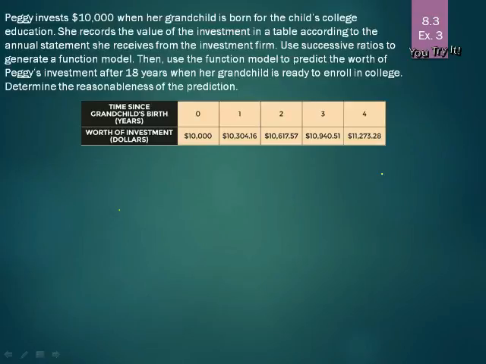Peggy invests $10,000 when her grandchild is born for the child's college education. She records the value of the investment in a table according to the annual statement she receives from the investment firm. Use successive ratios to generate a function model. Then use the function model to predict the worth of Peggy's investment after 18 years when her grandchild is ready to enroll in college. Determine the reasonableness of the prediction.